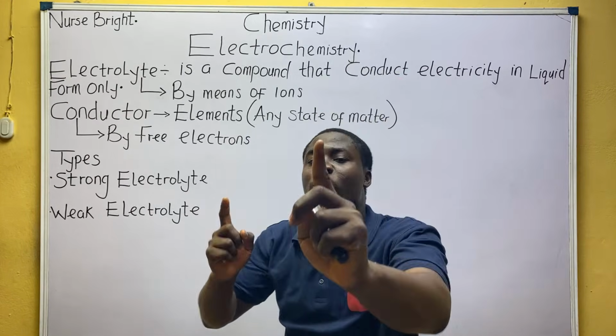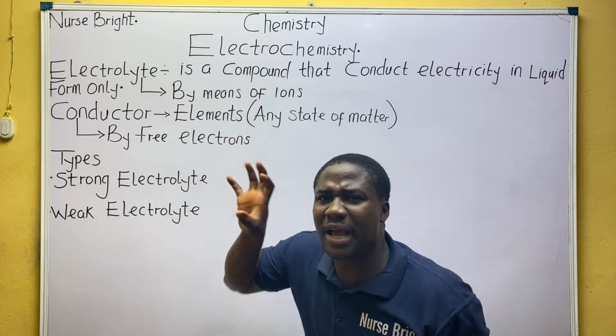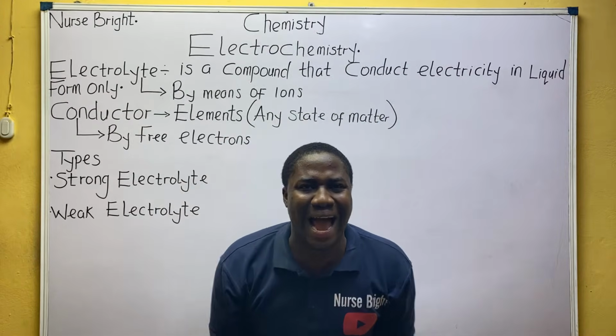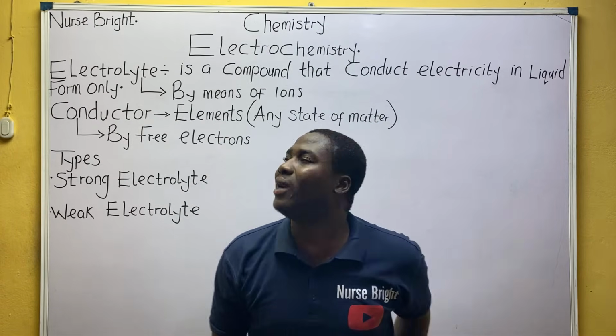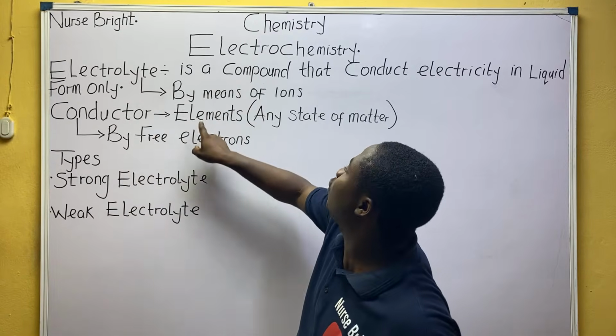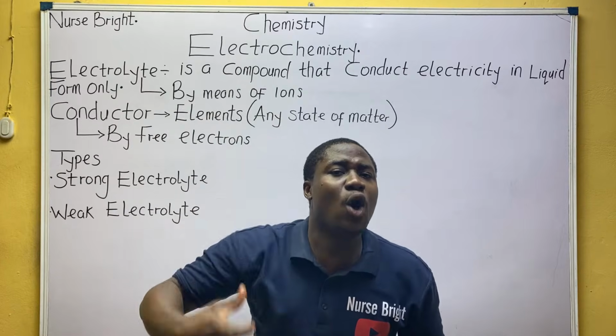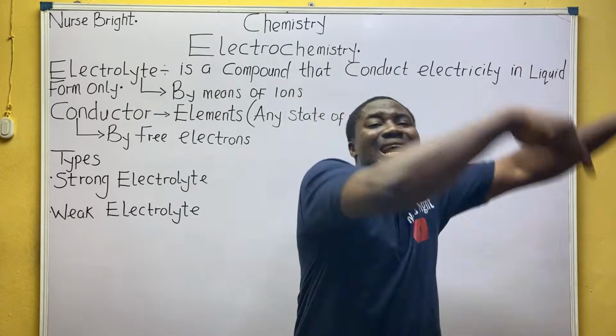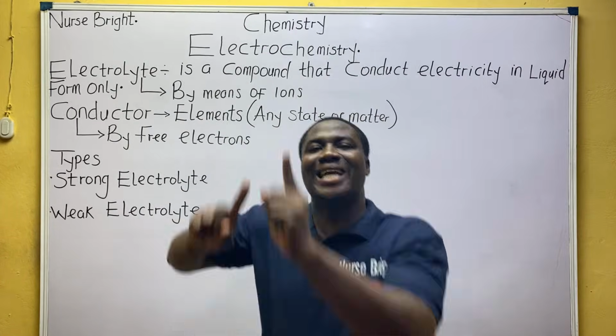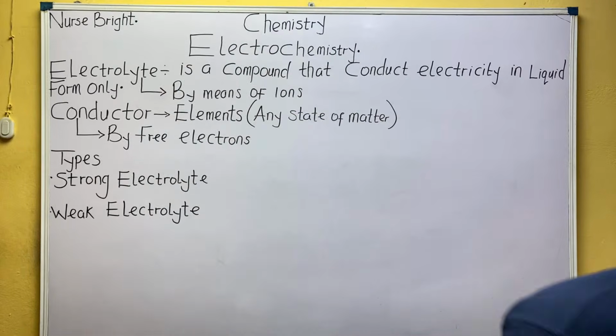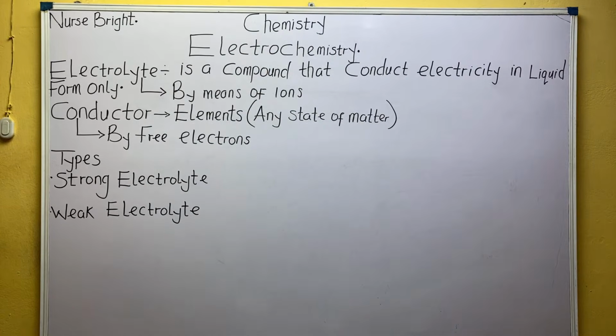And that definition you just said is the same definition for a strong electrolyte. A strong electrolyte, is it a compound or an element? It is a compound that ionizes completely in what? A solution. Write that in your notes. A strong electrolyte is a compound that ionizes completely in a solution.